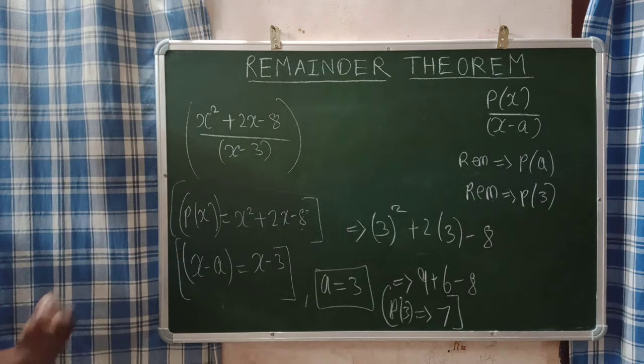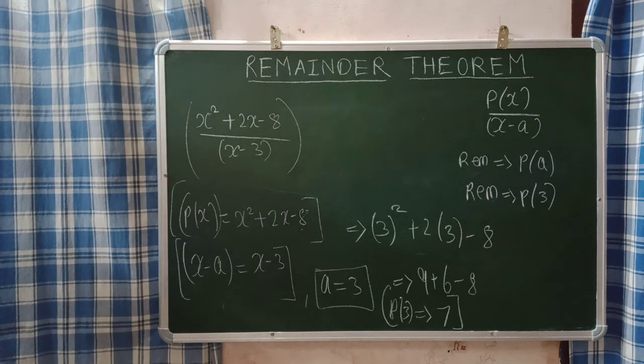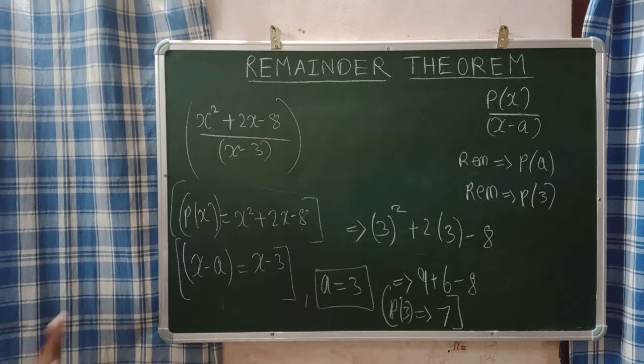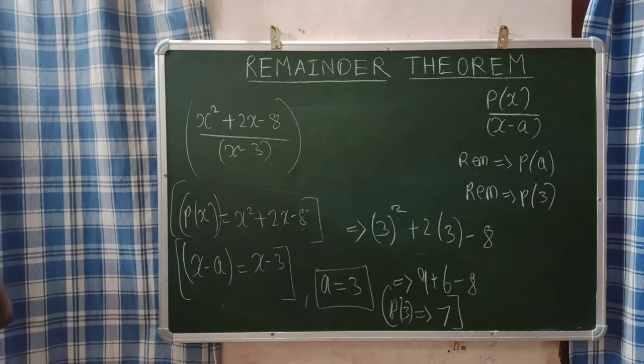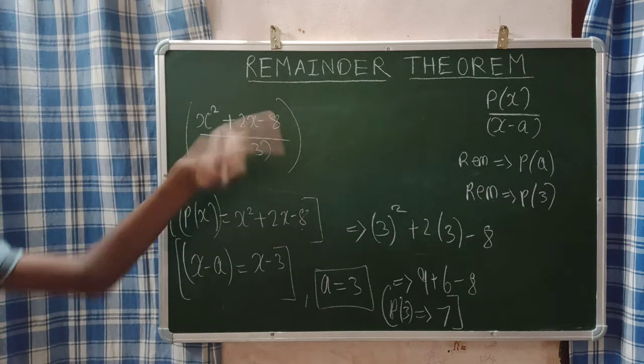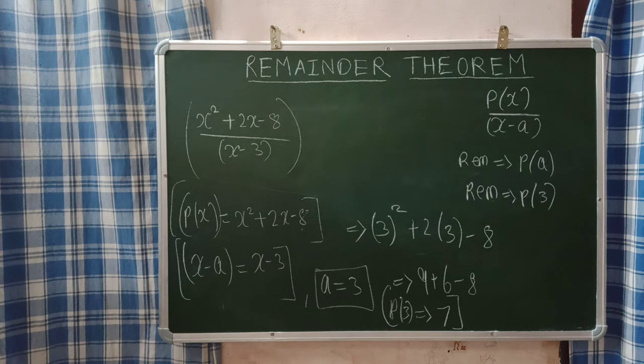Before, I also got 7 for the long division method. Now also I am getting 7. It shows that the remainder theorem is absolutely correct. This is the remainder theorem. Before, I did the long division method in order to ensure you people.